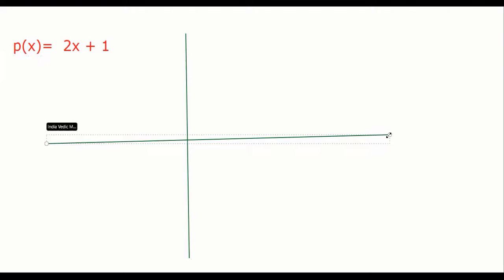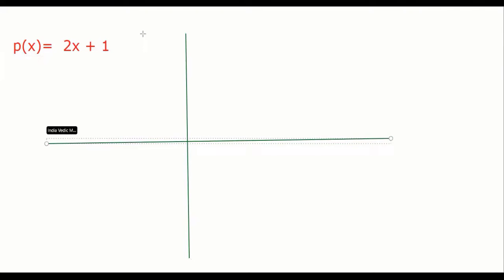We are drawing p of x. The convention is more important. So this is your x axis, guys. This is your y axis, which you are calling p of x. Okay, y axis is called p of x. Clear? Now make a table. How will the table be made? We make a table here.